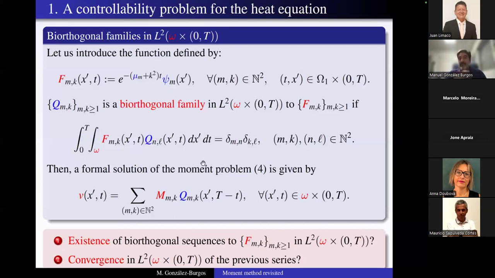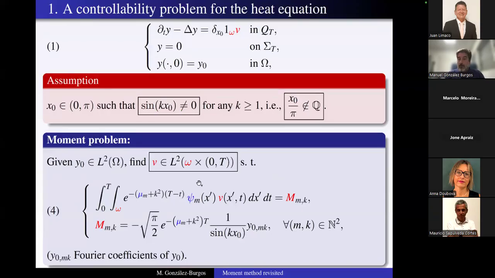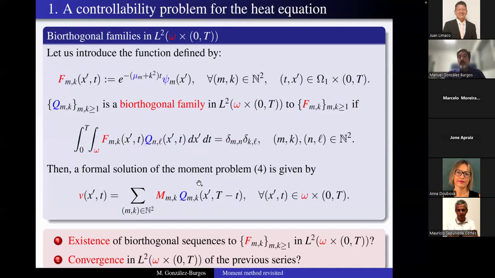Then, summarizing, we have a null controllability problem. This null controllability problem is equivalent to a moment problem. And with the concept of a bi-orthogonal family, we have a solution. The solution V is equal to this quantity, and this quantity solves our moment problem. Then the question is: is it possible to prove the existence of a bi-orthogonal family to this f_mk in L2 of little omega?